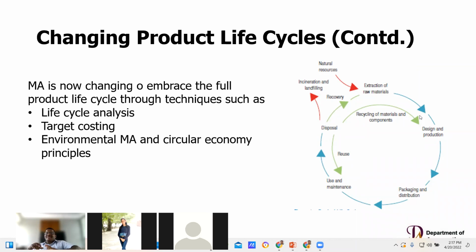Changing product life cycle: we are not talking about our business only. Our business has a link to the nature. Our business has a link to the society.